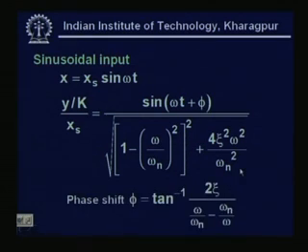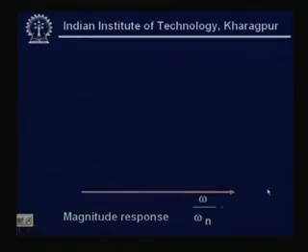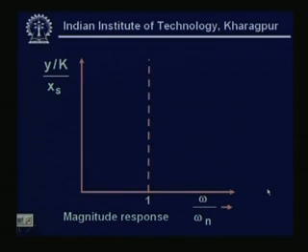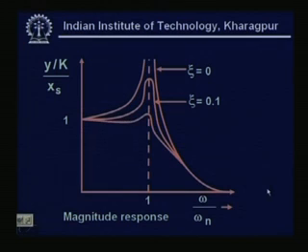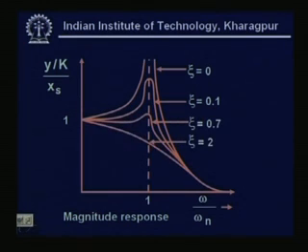Now, the phase shift in the case of sinusoidal input is tan inverse of 2 xi upon omega n by omega minus omega by omega n. Phase shift is also important because if you are measuring some sinusoidal signal, you must know how much is the phase shift of the system. We will see how the phase response will look like. Now, the magnitude response of a second order system for sinusoidal input looks like this.